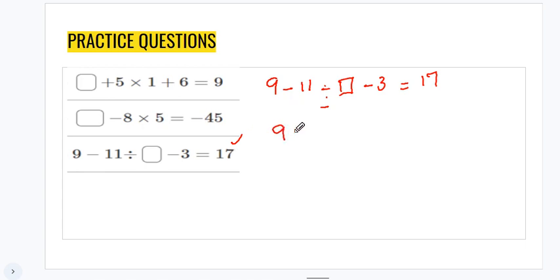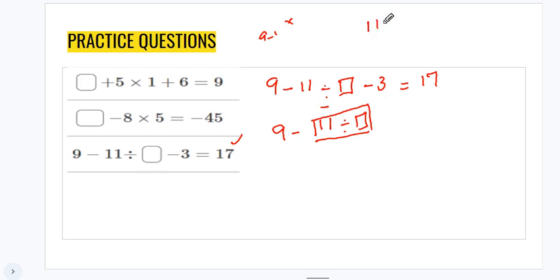So the problem over here is we don't know the number. By which number we will divide 11, we don't know. That number we need to find. So what we can do, we are not going to do 9 minus 11. No, not at all. Why? Because 11 is dividing with this number. So you need to find this number.